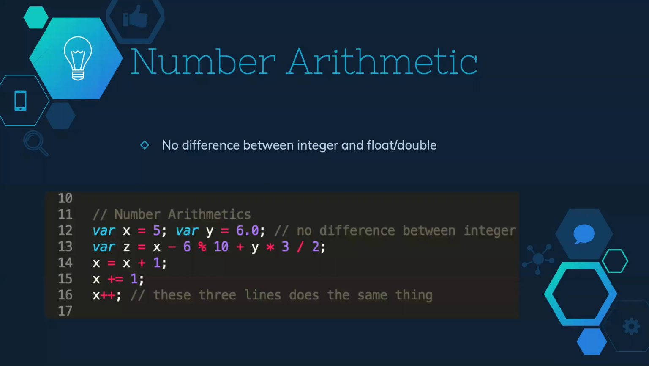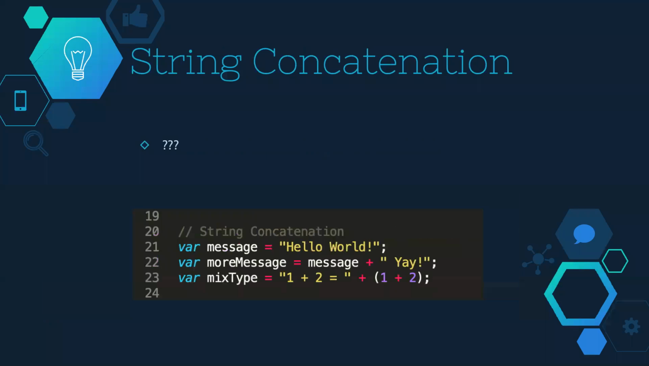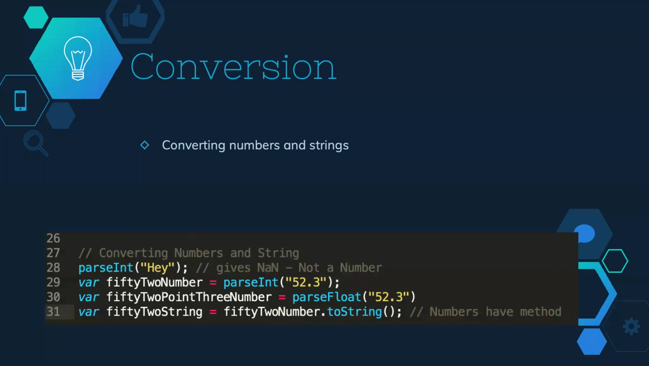And then number arithmetic: you can add them the way you add them using primary school mathematics. And then you can concatenate two strings, which means adding them together. You can also convert numbers to strings and back and forth.